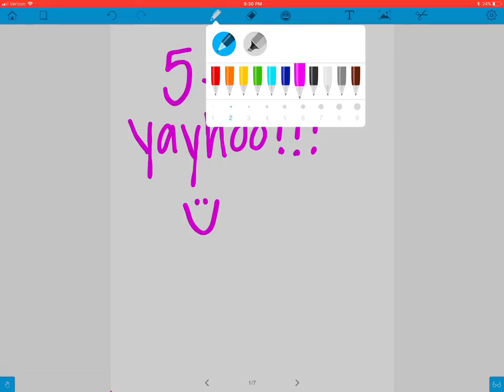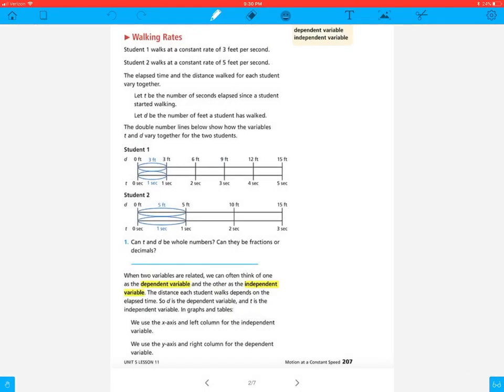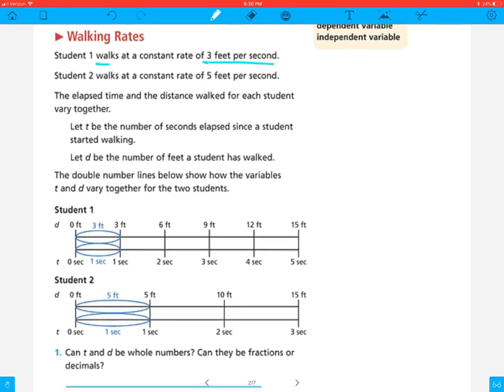5-11, this lesson is kind of lengthy, so be prepared for that, but we'll be taking breaks in between. This one is talking about walking rates. Student 1 walks at a constant rate of 3 feet per second. Student 2 walks at a constant rate of 5 feet per second. So it's the same amount of time, but they're going at a different rate.